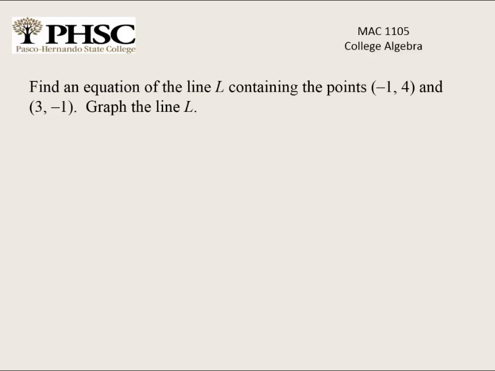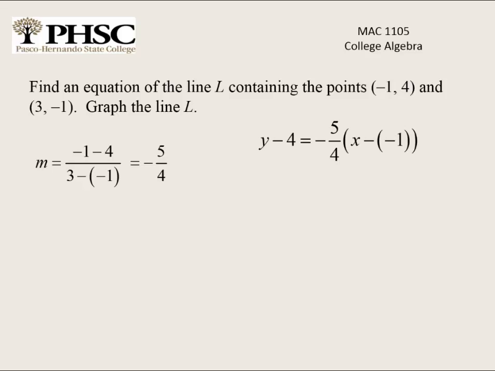The next thing is we're going to find the equation of a line that contains the points (-1, 4) and (3, -1). Then we're going to graph the line. So the first thing we have to do is find the slope, and plugging in the values in the formula, we get -5 over 4. Then we use the point slope form, and we plug in the values that we know. At this point, it doesn't matter which point you use. We could have used (3, -1) or (-1, 4). We still would have ended up with the same equation.